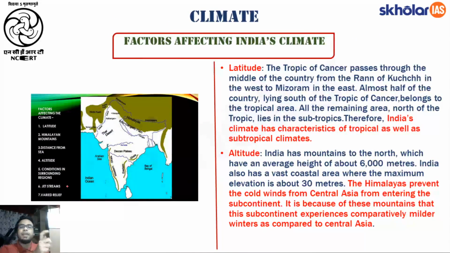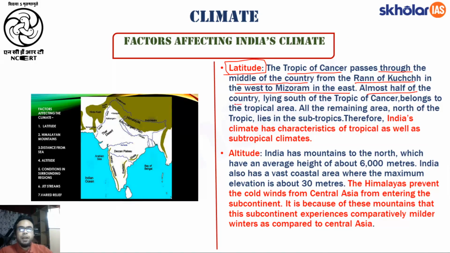Now we will talk in length and breadth of all the factors, right? So firstly we will talk about your latitude, right? Now the Tropic of Cancer passes through the middle of the country, which we have already discussed, from the Rann of Kutch in the Gujarat region in the west to Mizoram in the east, right? So we have also dealt with the states through which the Tropic of Cancer passes.